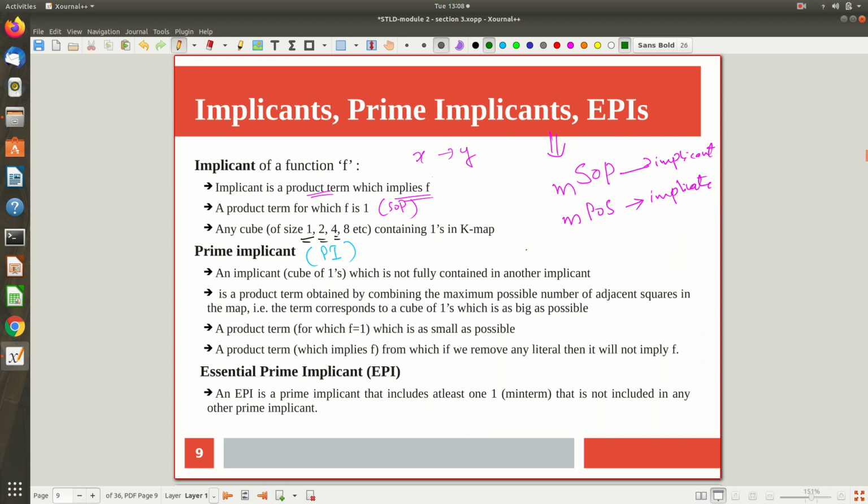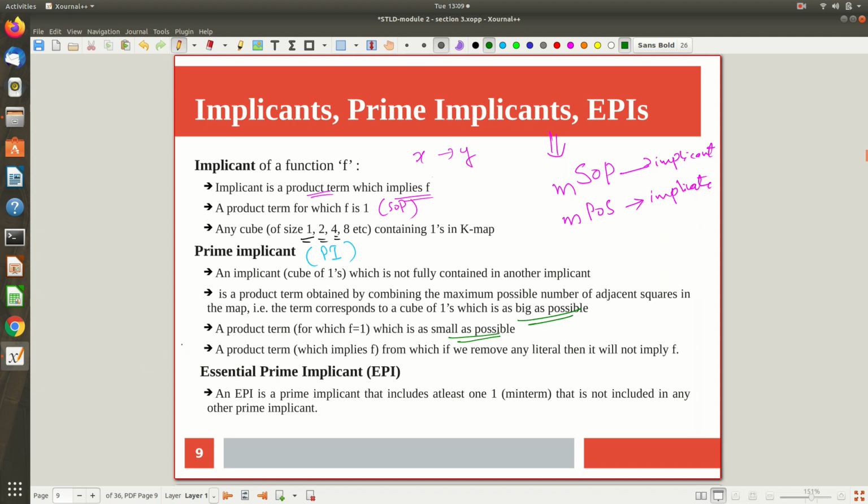It is a product term obtained by combining the maximum possible number of adjacent squares in the map. This is very important. In the cube, you are getting the maximum possible number of adjacent squares, a term corresponding to a cube of ones which is as big as possible. It should be valid also. Only ones should be covered, and in multiples of 2, like 2 power 1, 2 power 2, that many ones should be grouped. What is the biggest you can create? As a product term it should be as small as possible, the minimum. As a cube, that cube should be maximum. So it's technically called a prime implicant. Same thing you know already.